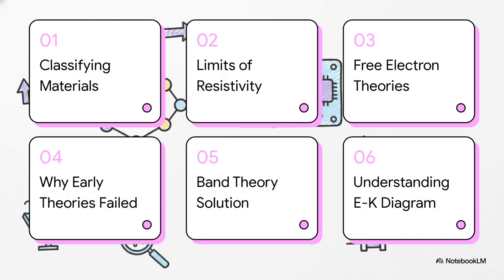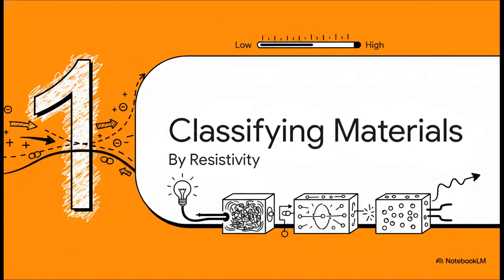Here's our roadmap for today. We'll hit 6 key areas: classifying materials by resistivity, the limits of resistivity, the free electron theories, why early theories failed, the band theory solution, and finally, understanding EK diagrams. Let's get to it. Starting off with Part 1, classifying materials by resistivity.